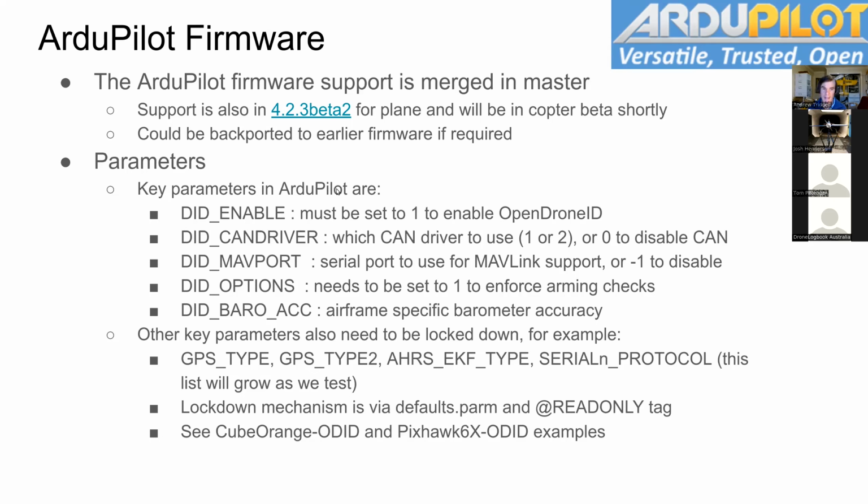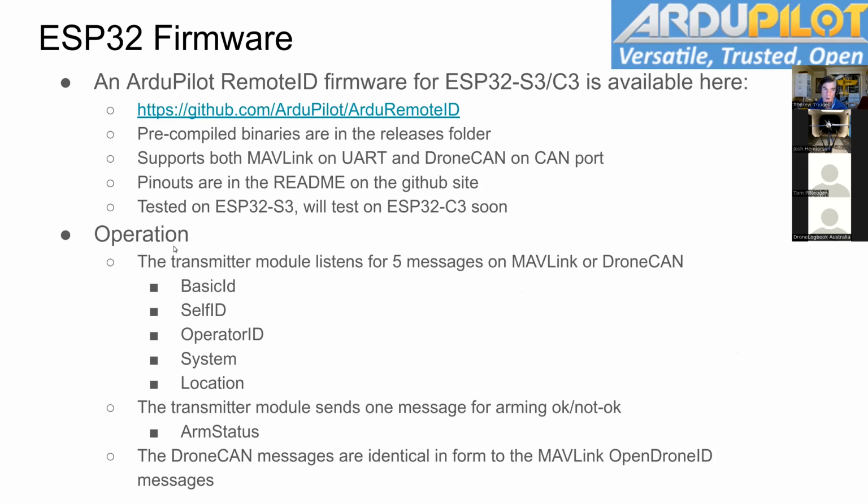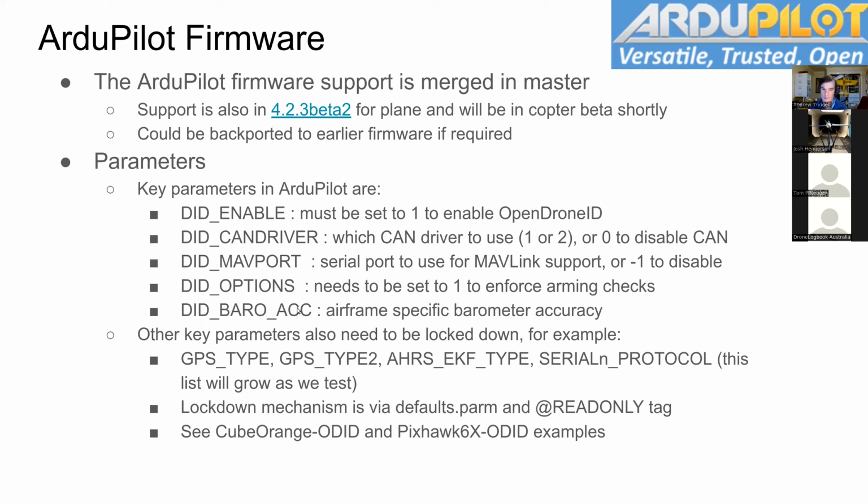Now, obviously, if you look at the means of compliance, the tamper requirement requires that there's no user-facing interface way of turning this stuff off. That means the ground station cannot turn off all of these things, plus a whole lot of other things. The ground station cannot, for example, change the GPS type to some external GPS or source of position. It can't change the AHRS EKF type to, for example, an external AHRS or an optical flow or whatever, because otherwise you're no longer going to be compliant.